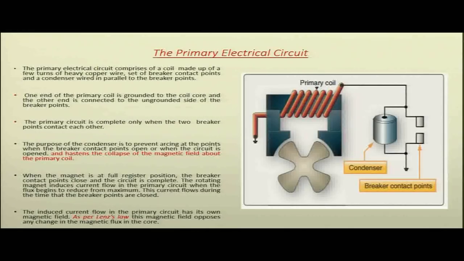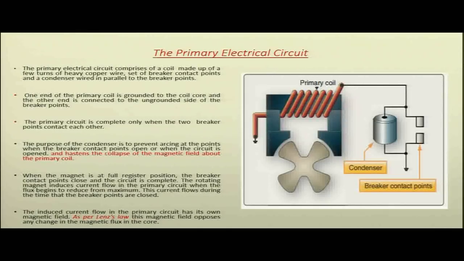The purpose of the condenser or the capacitor is to prevent arcing at the points when the breaker contact points open. So, now when these points open, there is a tendency of arcing. So, in order to prevent that arcing across these breaker contact points when they open, this capacitor is provided. It will also hasten the collapse of the magnetic field about the primary coil. When the magnet is at full resistor position, the breaker contact points close.